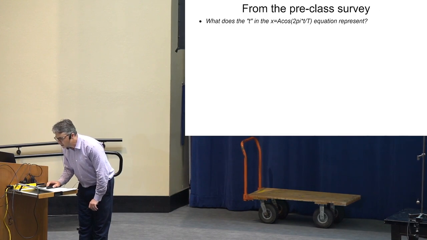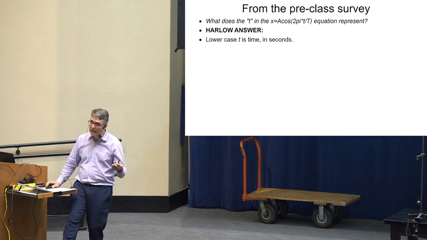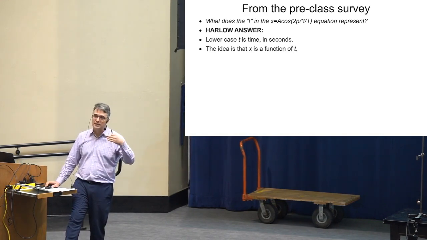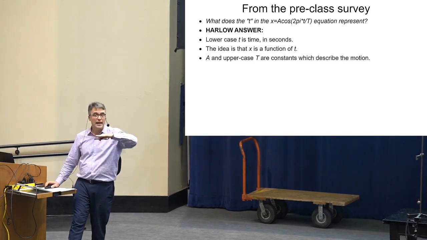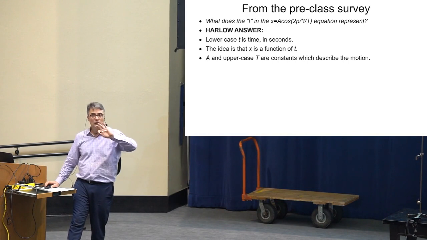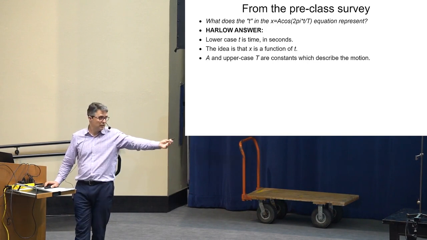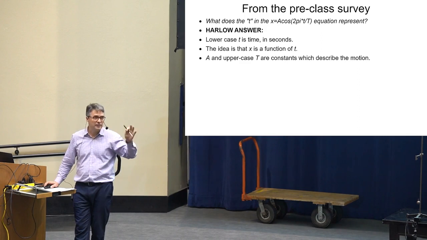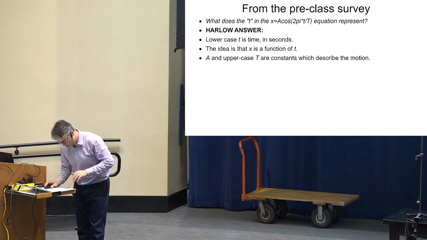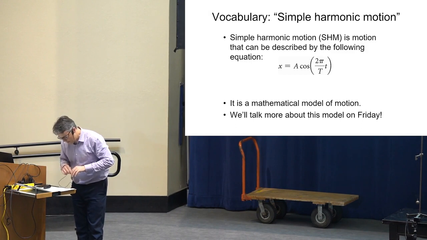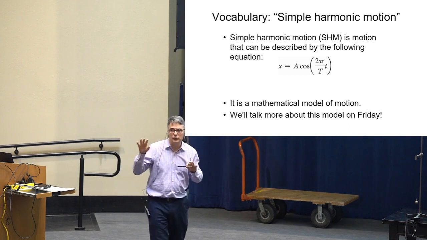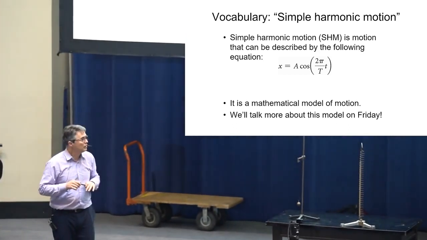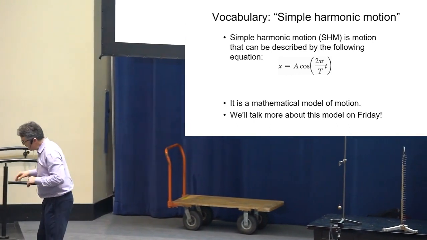And someone asked this morning, what does the t in this equation represent? So lowercase t is the time in seconds, and the whole idea here is that x is a function of time. The uppercase A and the uppercase T are constants of motion. It's the amplitude and the period. So that's set by the system somehow. It doesn't change. So it looks like this. It's a mathematical model of motion. I will talk more about this model, and I'll try to motivate it with a little numerical integration, which is kind of fun to do, on Friday.